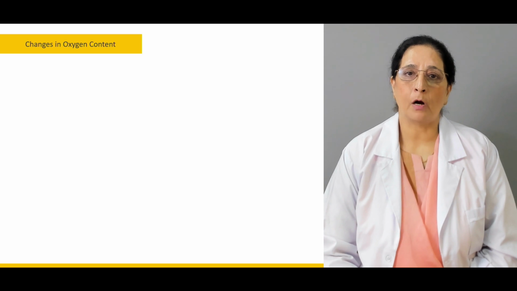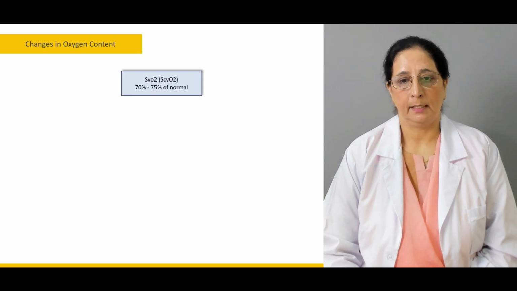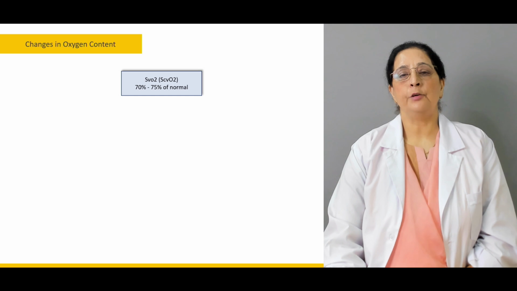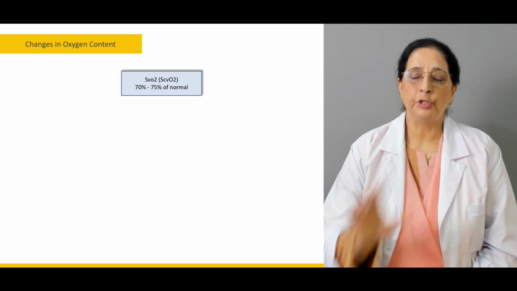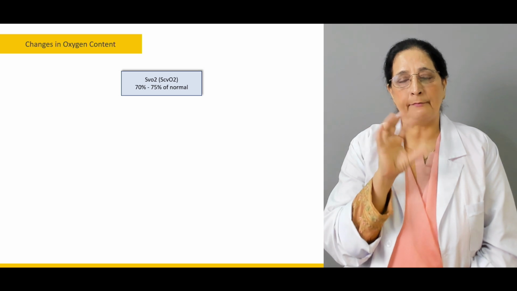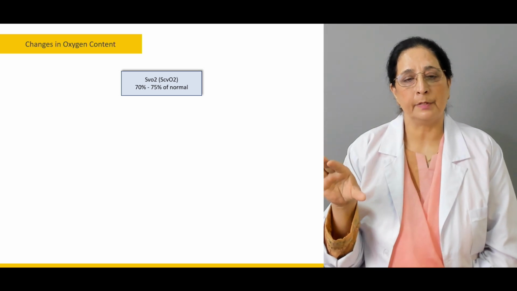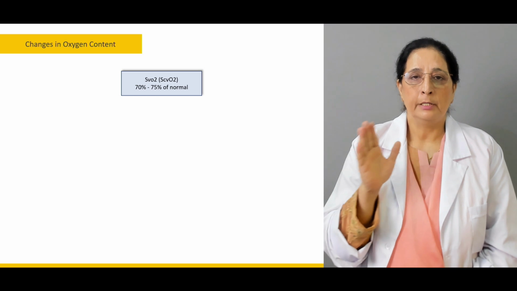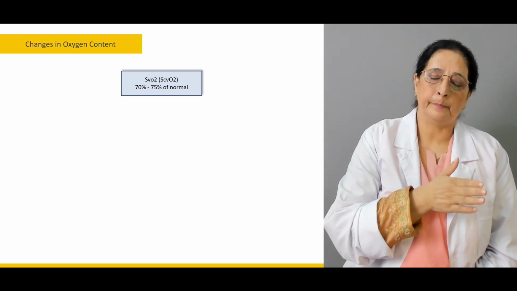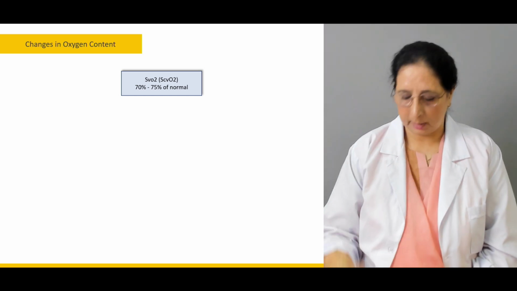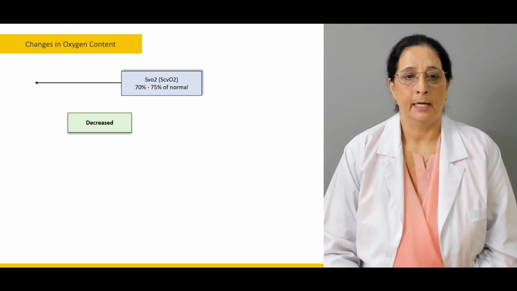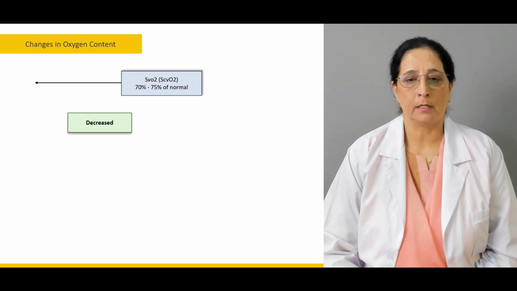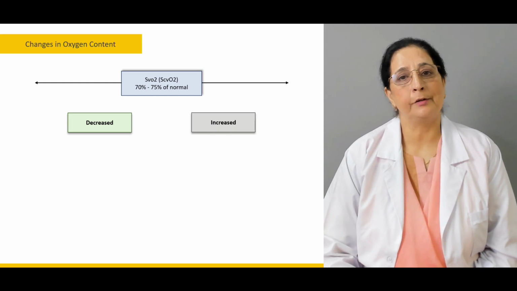Changes in the oxygen content. Central venous oxygen is usually normal at 70 to 75%. So we will talk about what brings the decrease and what brings the increase in the oxygen content. Decreased oxygen content and increased content.